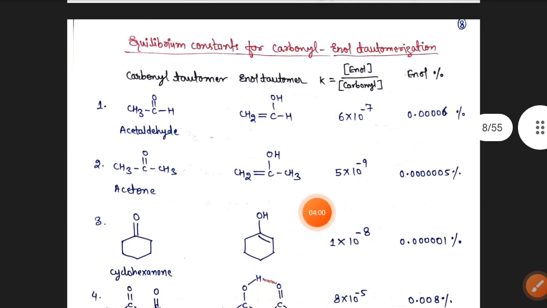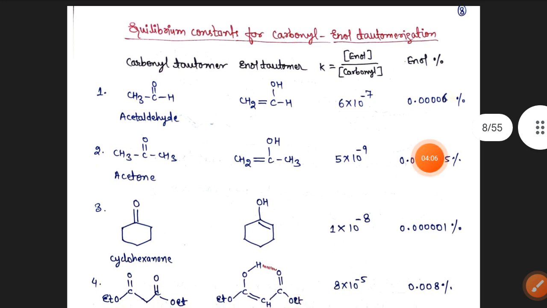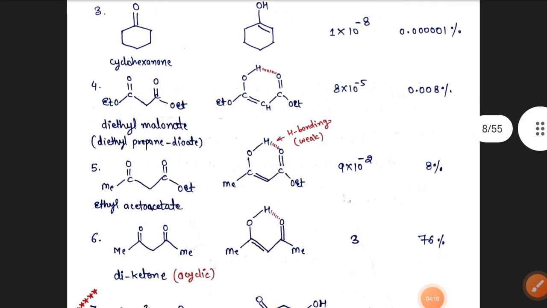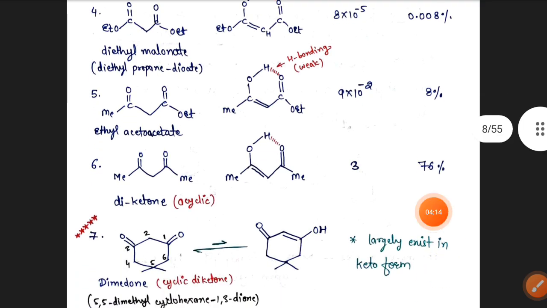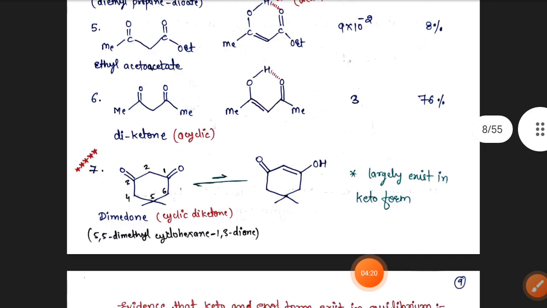Next, equilibrium concentration for carbonyl-enol tautomerization. So this is the enol formation. These are very less stable, but in the case of beta diketone, this is more stable, and the enol formation is greater, 76%. But in this case, it largely exists in the keto form, cyclic diketone.